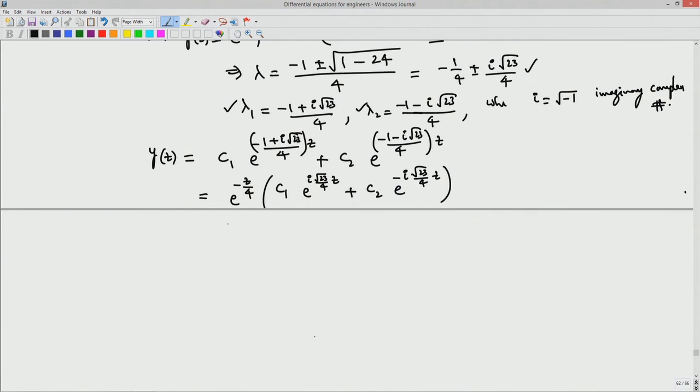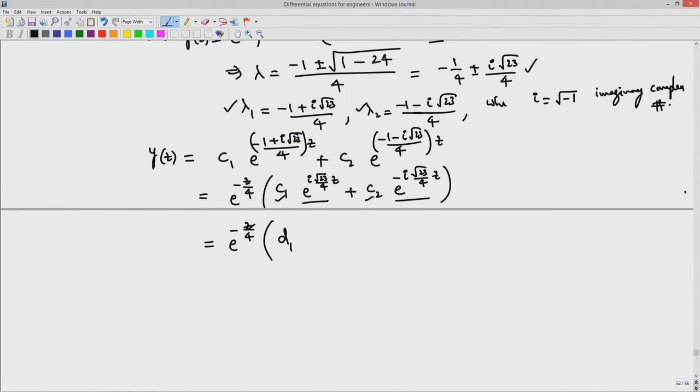So, this I can rewrite as e power minus z by 4 times C1, you can write e power I constant into z as cos root 23 by 4 z plus I sin root 23 by 4 z. If you write so, you will get new constants d1. So, you can write in terms of cos and sin, this you can write in terms of cos and sin, this also you can write in terms of cos and sin.